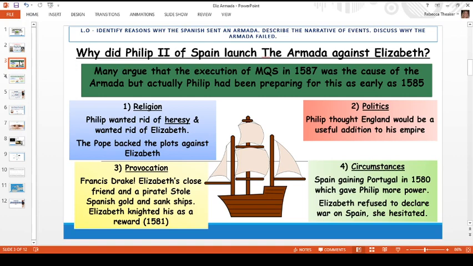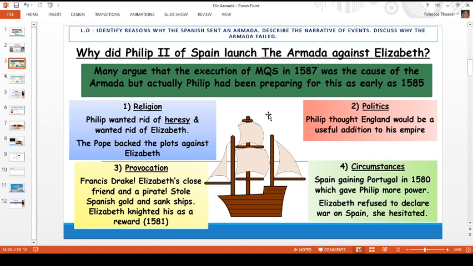Last lesson, we looked at Mary Queen of Scots. If you can remember, she was Elizabeth's Catholic cousin. She was Queen of Scotland and she was a big pain for Elizabeth. Right at the end of the lesson, it was revealed that Elizabeth had Mary executed in 1587. Some people say that this was the reason why the Armada was launched against Elizabeth, because Mary Queen of Scots was executed in 1587 and then Philip launched the Armada in 1588. So that seems like pretty good timing, doesn't it?